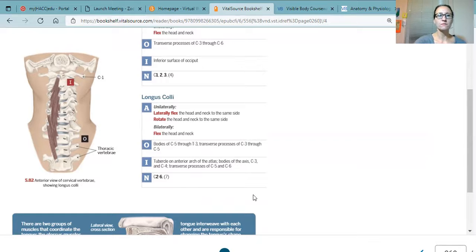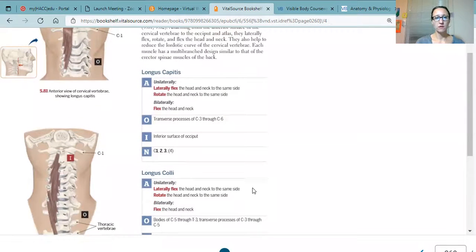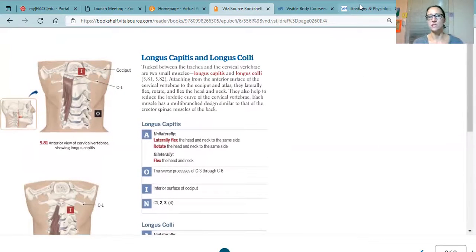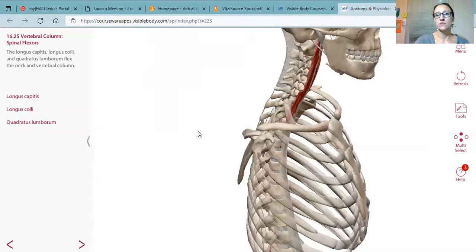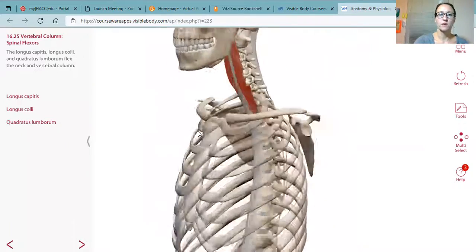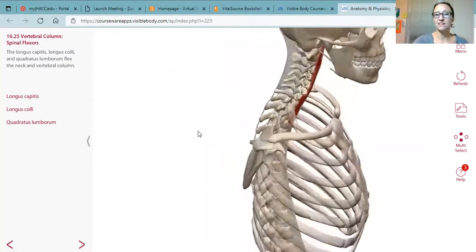Okay. And again, the actions are the same for both. They are synergists and they're in the same spot. So that makes sense. So let's take a look at these on the visible body. Kind of a better view. You can see them both in there at once. And look, the skull is still there.